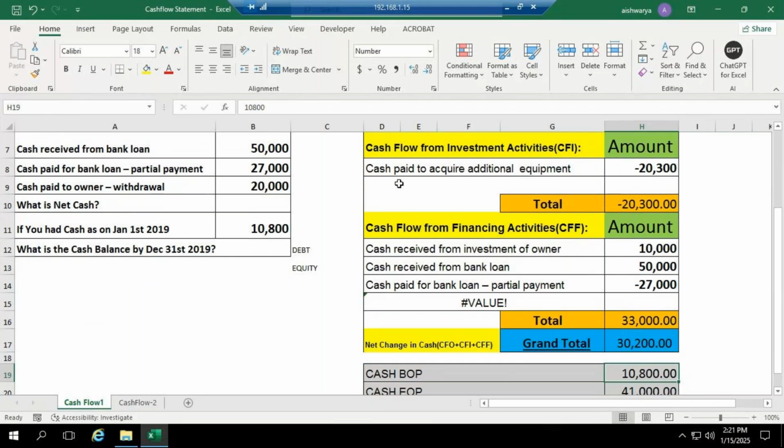So net change in cash flow, that means CFO, cash from operating activities, cash from investing activities, then cash from financing activities. You'll be getting the answer here as 30,200.